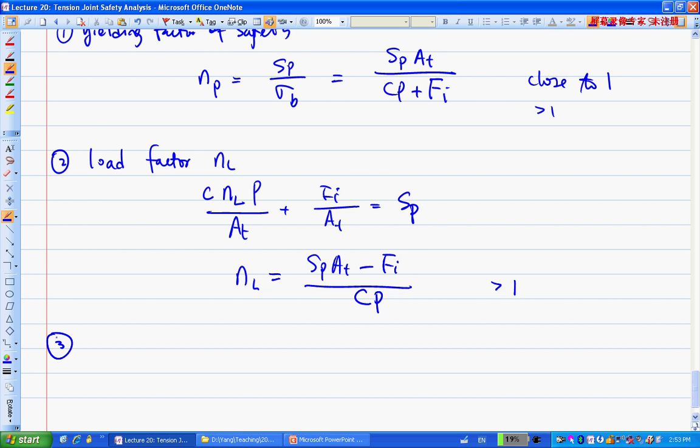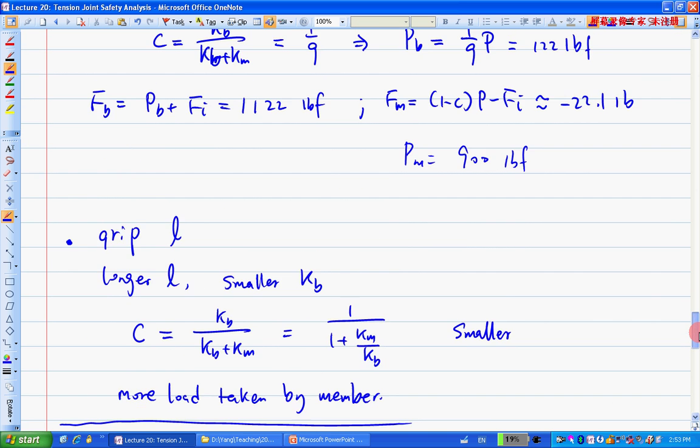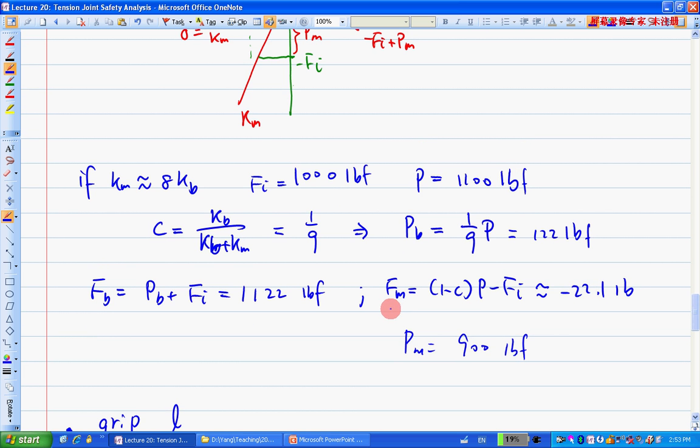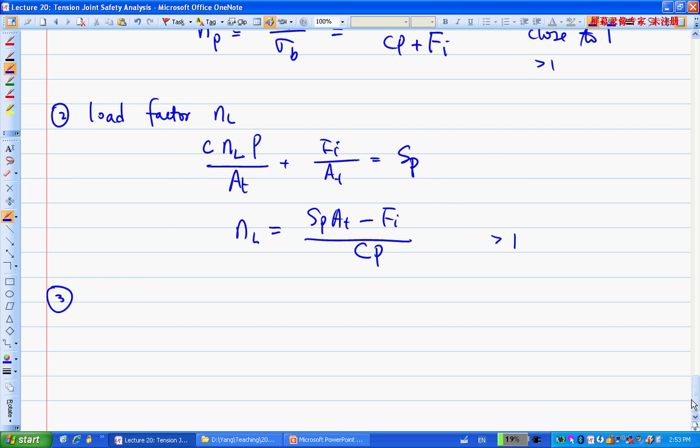Then here there's another one. The third kind of analysis for the joint safety, which is what we wanted to keep. Which value? We want to keep this Fm value to be less than 0, right? Less than 0, because if it's greater than 0, that means the two members being clamped will be separating from each other, right? So keep Fm less than 0. That's the third kind here.